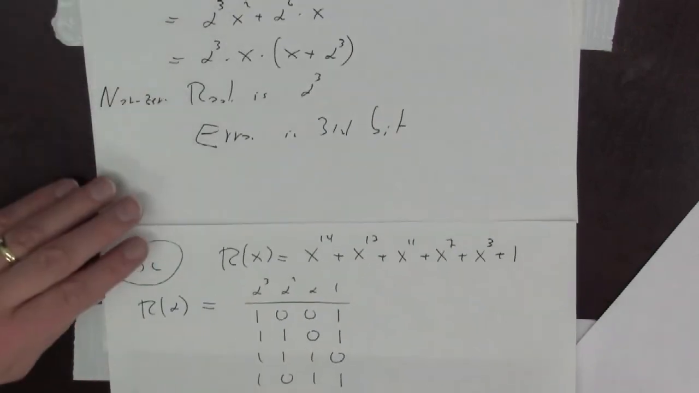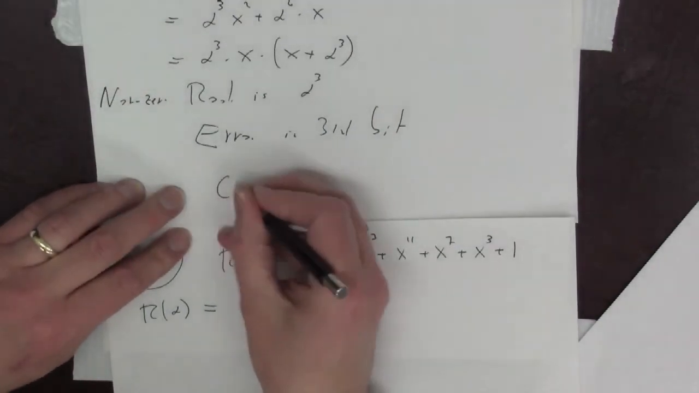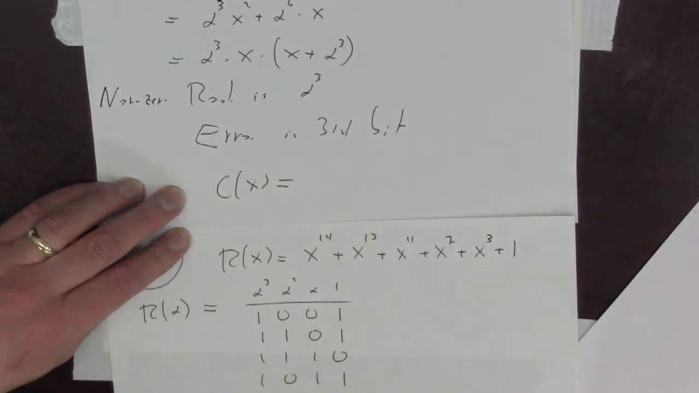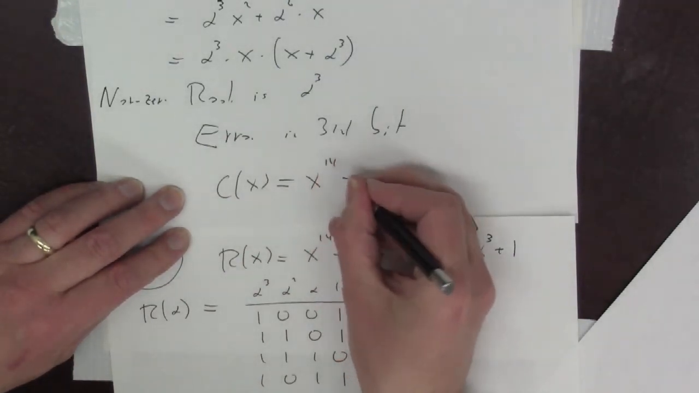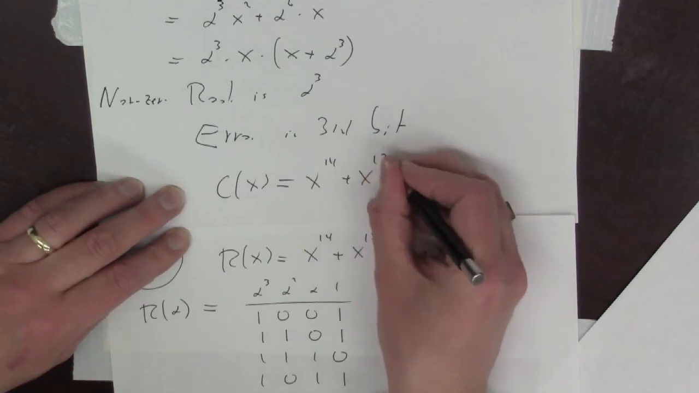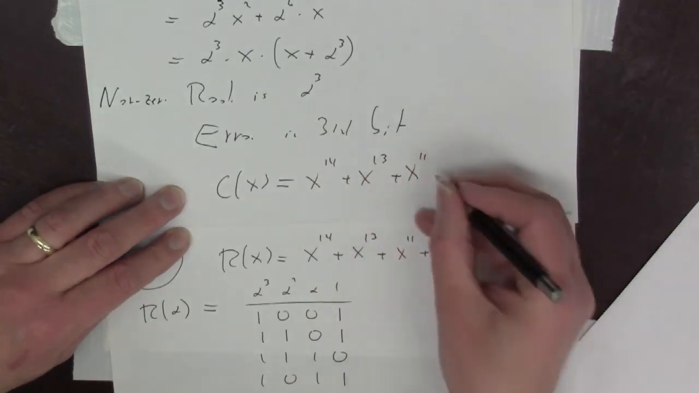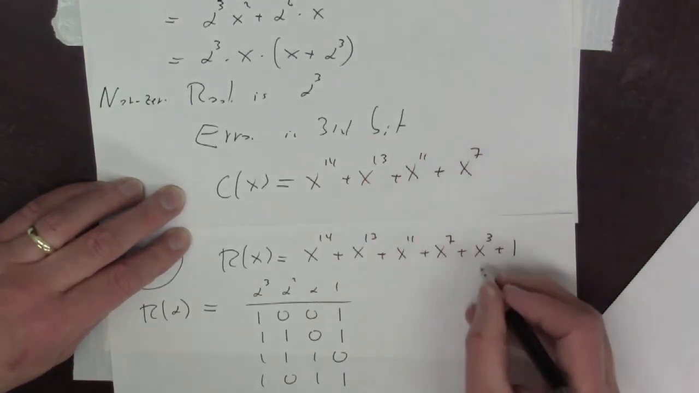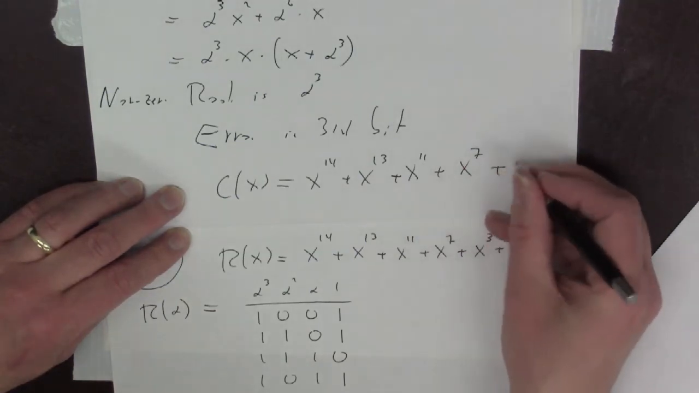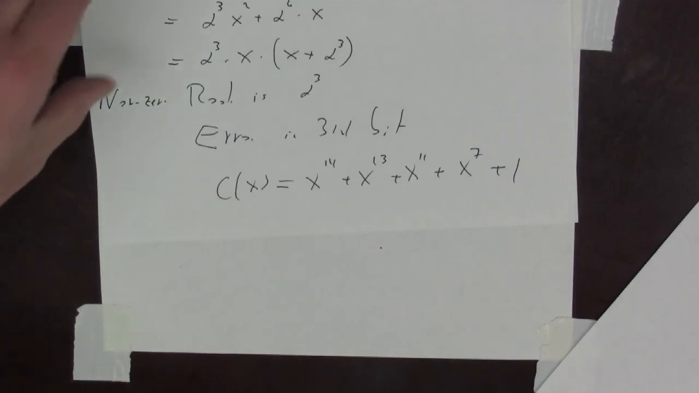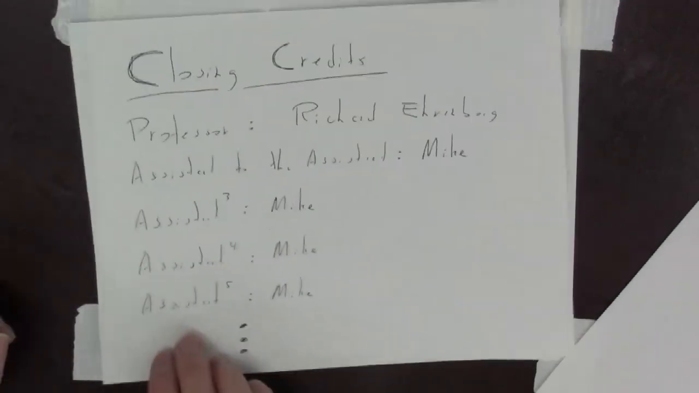So then if you go and look now, the thing that was sent, notice there's only one error, was x to the 14 plus x to the 13 plus x to the 11 plus x to the 7. Now we switch that bit, so that plus 1. Ta-ta! And that was the end of the review sheet. And now, closing credits.